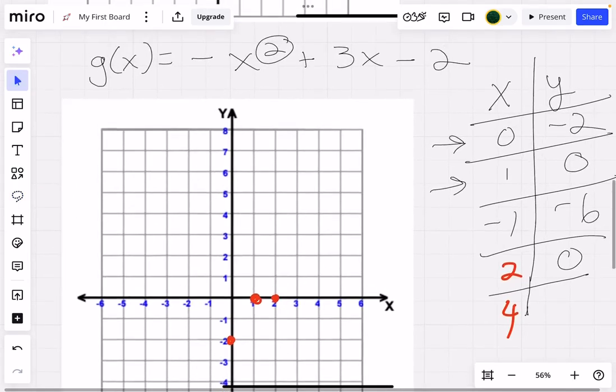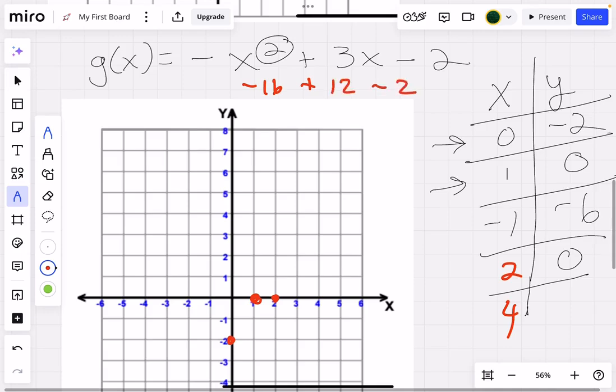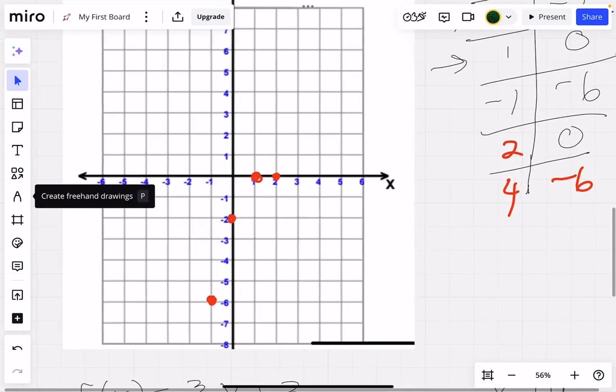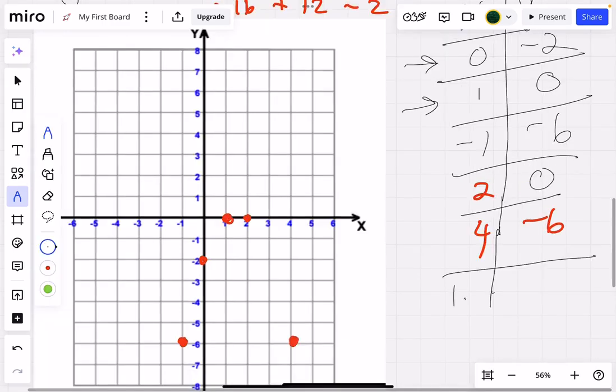Okay, so let's plug in 4. 4 squared is 16, but then it's the opposite of that. So negative 16 plus 4 times 3 is 12, and then minus 2. So 12 minus 2 is 10, and negative 16 plus 10 is going to give us a negative 6, which is nice because we already had negative 6 in our graph. 4 and negative 6 is right here. Okay, nice. Now let's try 1.5.